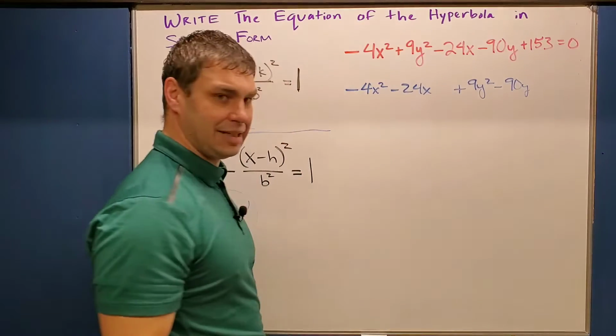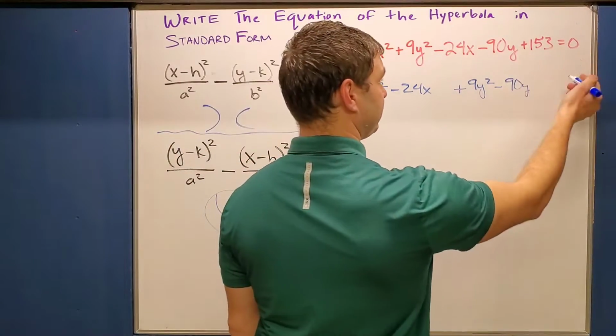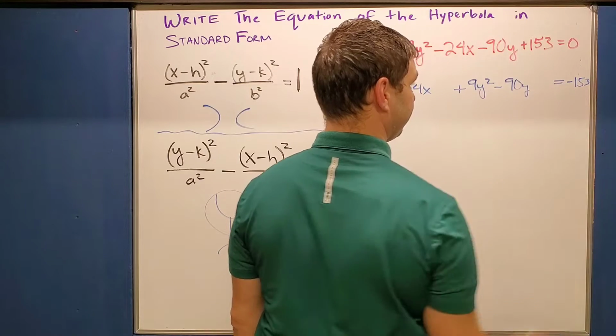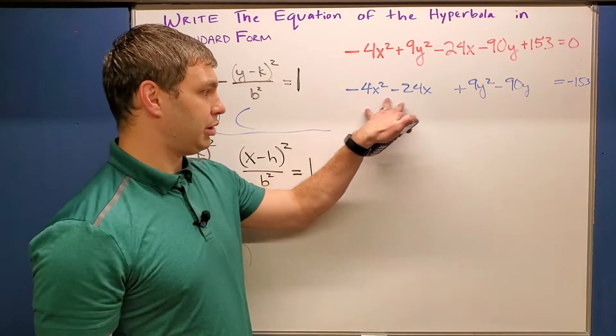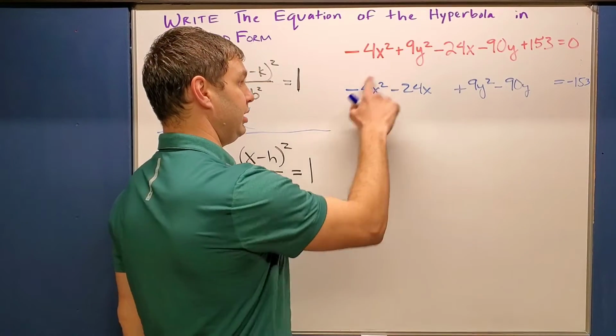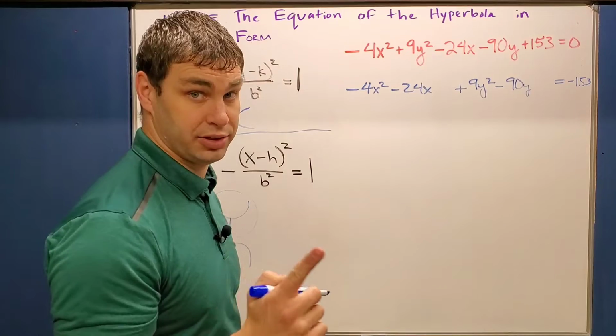And then at the same time, I'm just going to move that constant term to the other side of the equal sign. Here it's positive 153, so let's subtract that to get negative 153, all right, on the edge of the board. Then what we have to do is complete the square with both our x's and our y's. However, I can only do that if the term that's squared has a coefficient of 1.